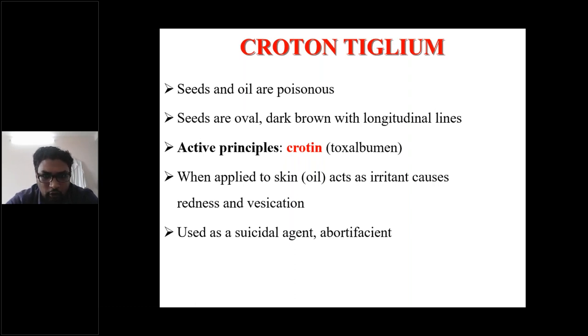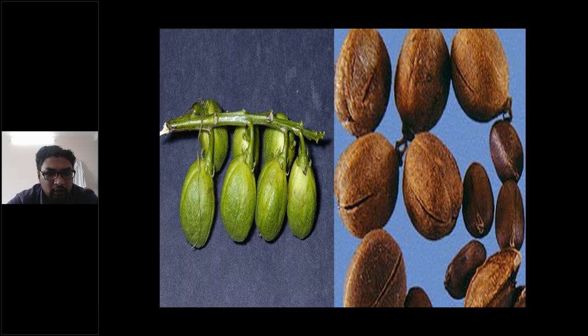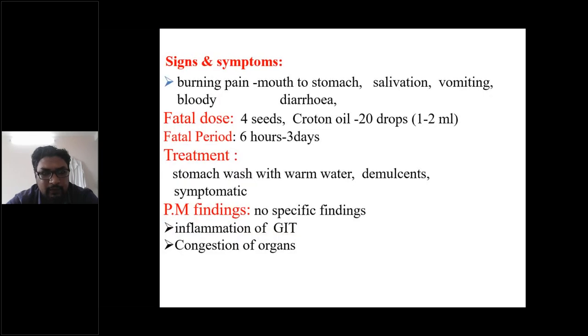So, Croton tiglium active principle is a protein, which is a toxalbumin. So here it is Croton tiglium, ripened and unripened seeds. So what are the signs and symptoms? It can cause burning pain from the mouth to the stomach, salivation, vomiting, bleeding. Fatal dose is 4 seeds.